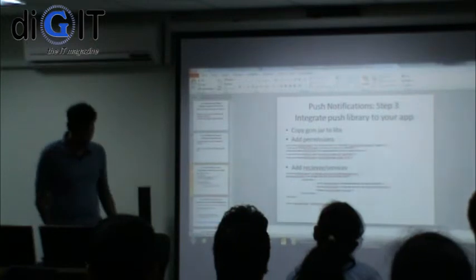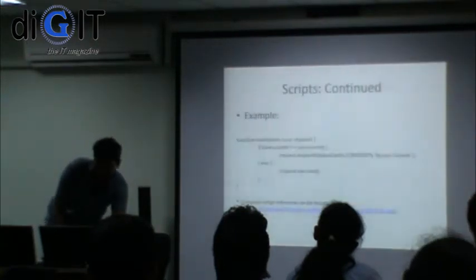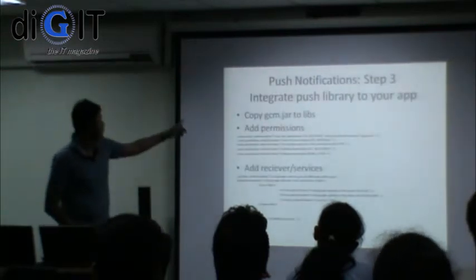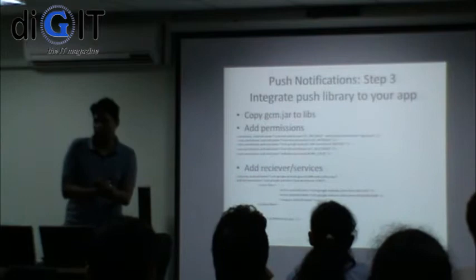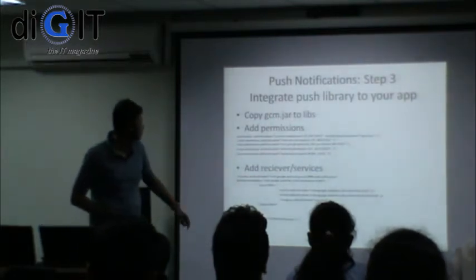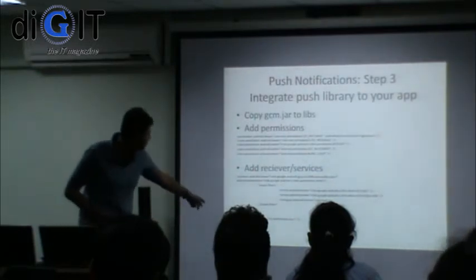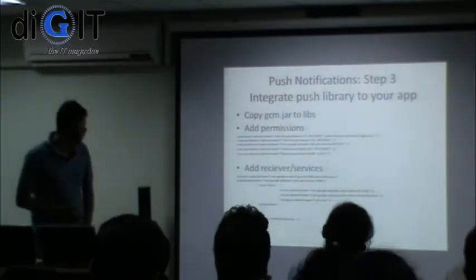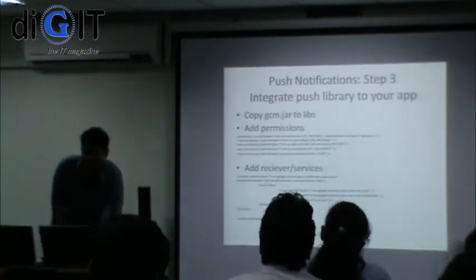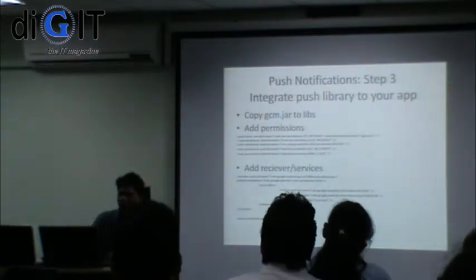Okay, you guys can see the code. So you copy gcm.jar and you add some permissions. You need C2DM message, basically a bunch of services and the actual receiver. Basically, all this is documented in the getting started guide. This is boilerplate code that you copy paste when you're done, right?